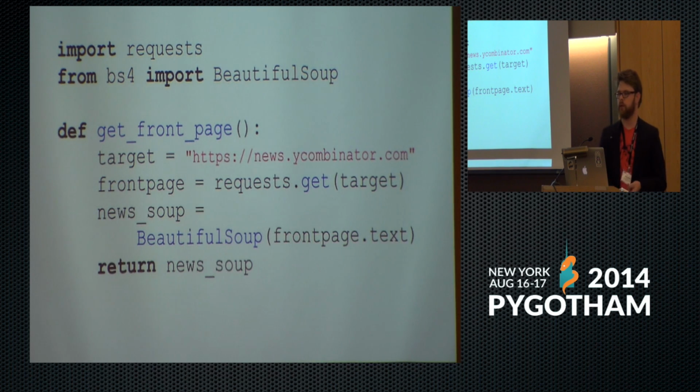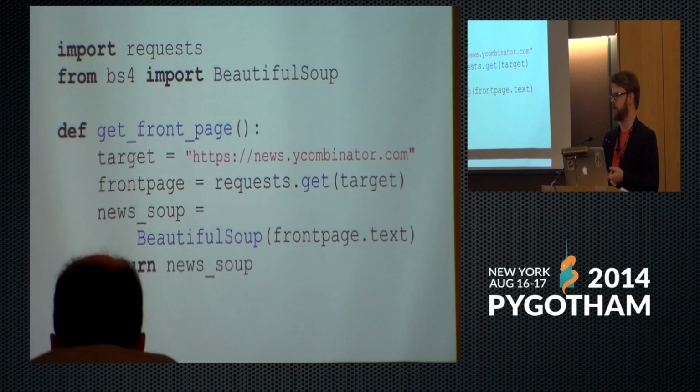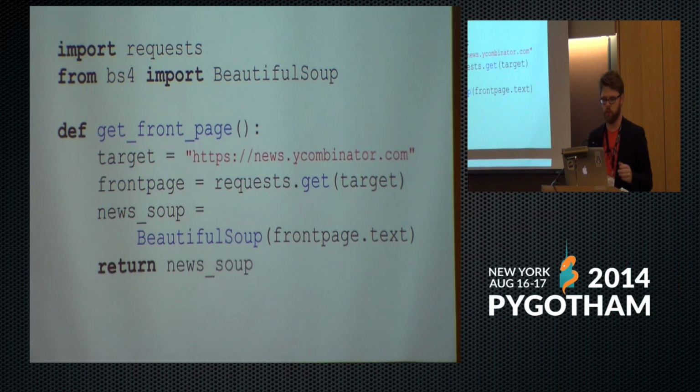I'm using two libraries, Requests and Beautiful Soup. Requests is a library for HTTP processing, for doing gets and posts. I'm not going to talk a lot about it because it's really easy. You're going to use the get method and the post method to do things, and you're going to give it some URL.